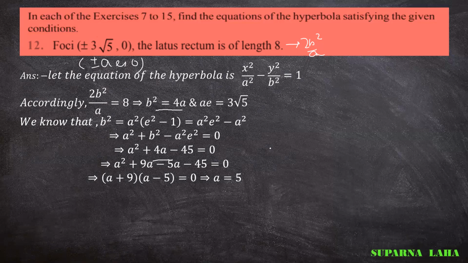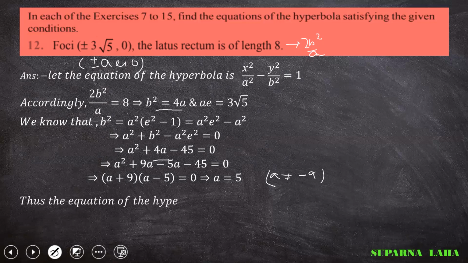Since a is a non-negative quantity. Everywhere we are considering a and b as non-negative quantities. So a is equal to 5, we will not choose a equal to −9, since a is a non-negative quantity. So a is equal to 5. So the equation can be written as x²/5², that is 25, minus y²/20, that is 4 into a, that is 20, equals 1. Clear?